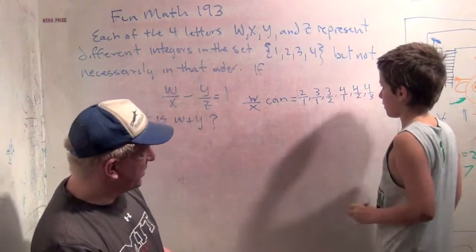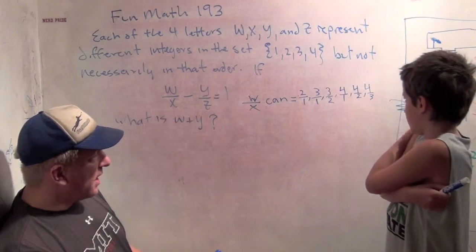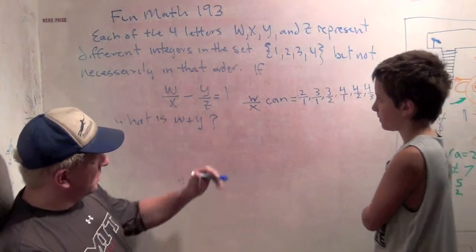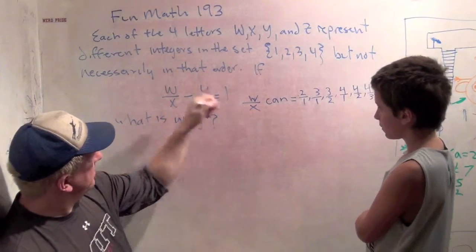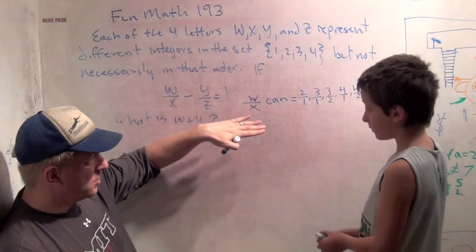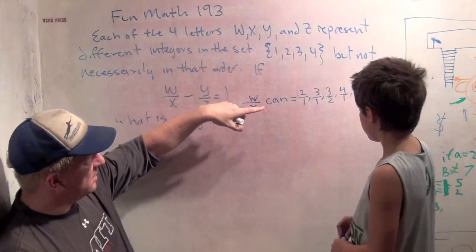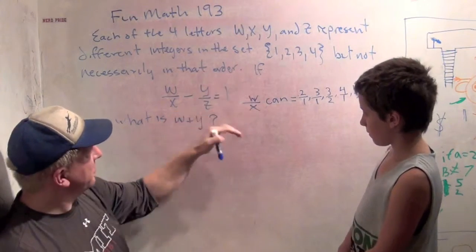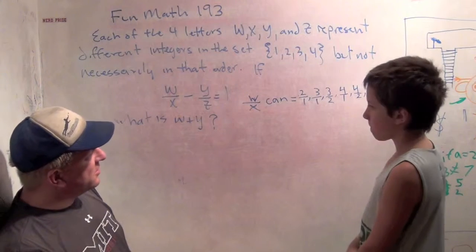Okay, that was a great way to start. Now, what we're going to try to do is look at, for these 6 possibilities, which are the only ones that make W over X bigger than 1, the possibilities for Y over Z. Sorry, brain freeze for a moment.